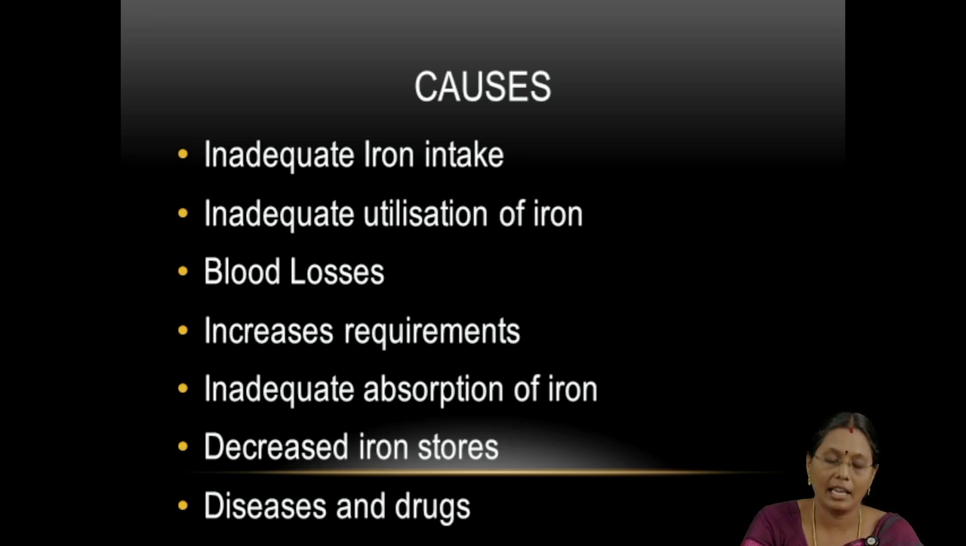Then decreased iron stores. Cirrhosis patients. Cirrhosis means scarring of the liver. Those patients do not store iron in the liver. So iron will be decreased in that condition, cirrhosis of the liver. Most of the excess iron is stored in our liver, but a cirrhosis patient does not store iron. Then disease and drugs. Some drugs can interfere with the absorption of iron.